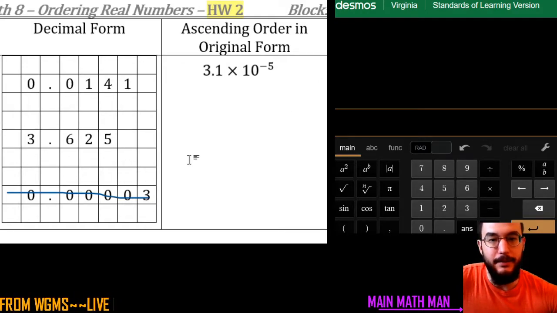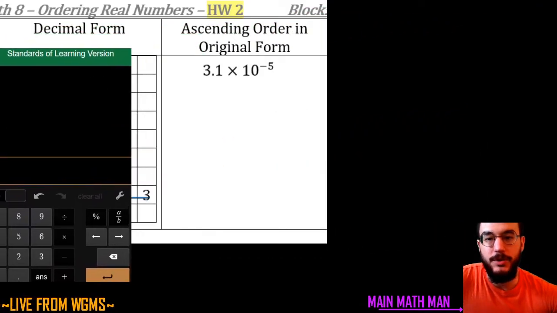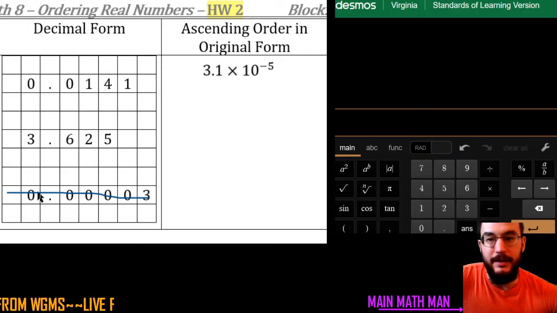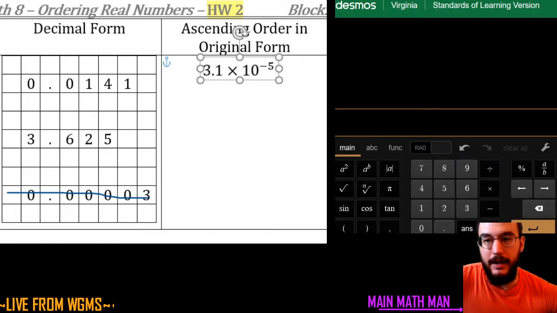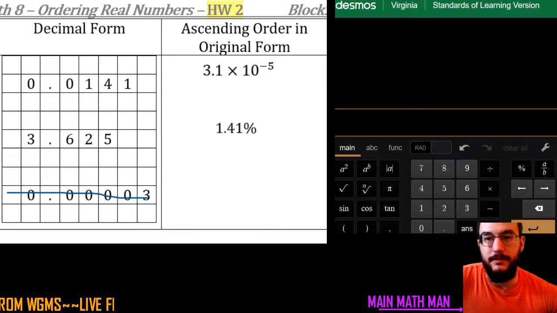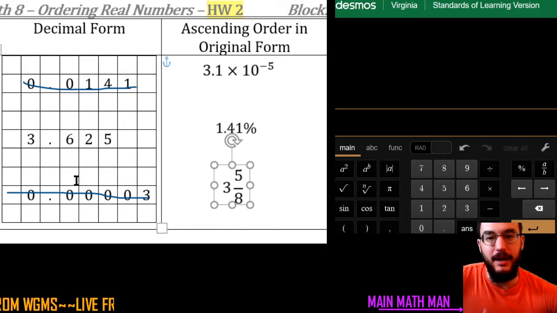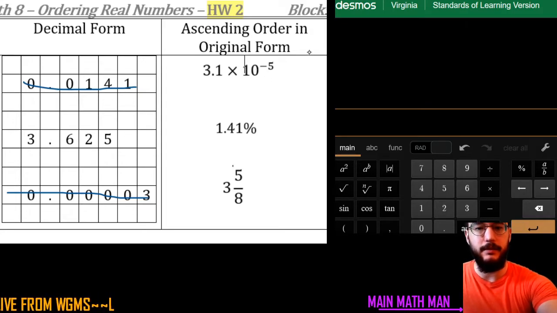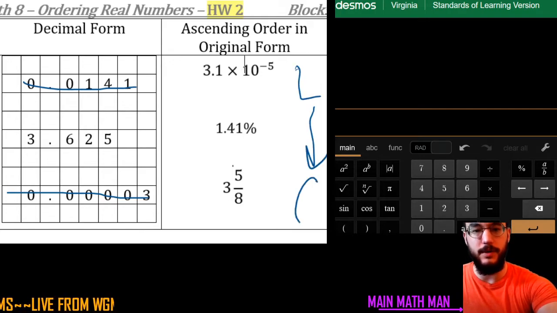Now out of the ones remaining, which one is the smallest? Very simply, it's going to be that next one, which is 1.41%. Make sure you cross it out as you go through. Then the greatest value is going to be the mixed number, since it has a full whole number in it. Make sure you're seeing how these work. We're talking about ascending order, so let me write that: we're going from least to greatest.